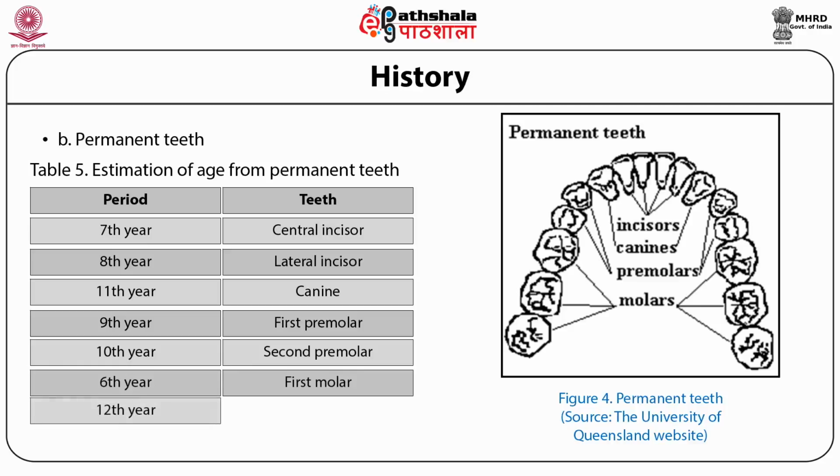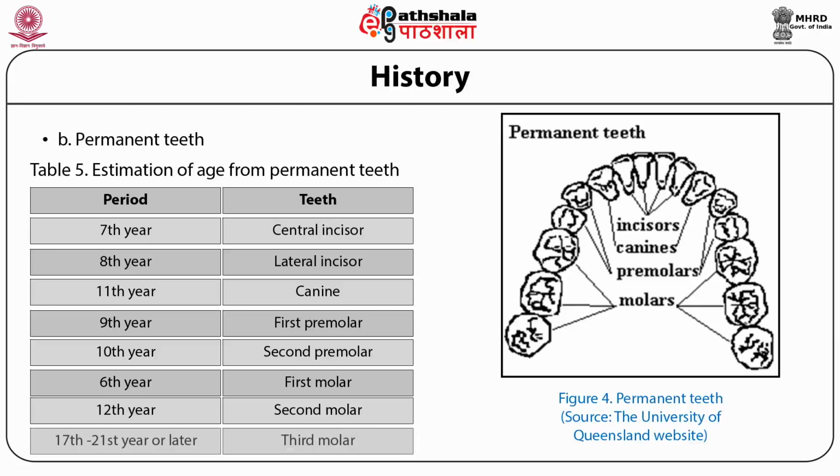At the age of 12 years, the second molar eruption takes place, and the third molar, which is altogether called rudimentary wisdom teeth, or sometimes non-functional teeth, starts from the age of 17 and continues up to the 21st year or later, called the third molar.